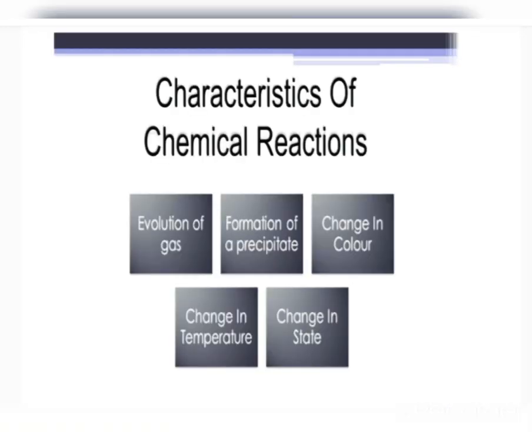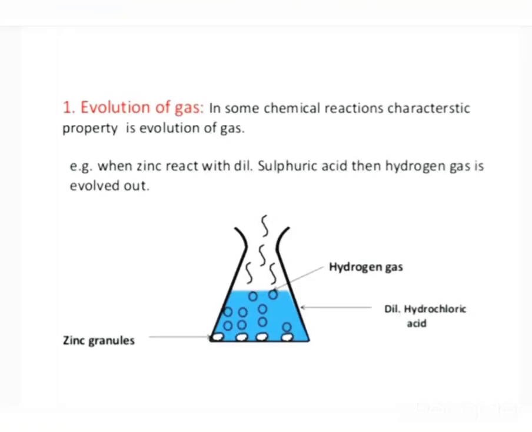Now we'll be talking about characteristics of chemical reaction. In your book there are different characteristics that have been observed in a chemical reaction. They can be evolution of gas, formation of a precipitate, change in color, change in temperature, change in state. So we'll be taking each and every characteristic one by one. So the first one is evolution of gas. The word evolution itself means to come out. Evolute, to come out.